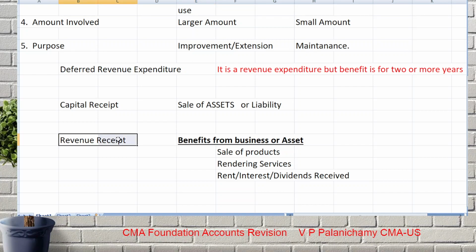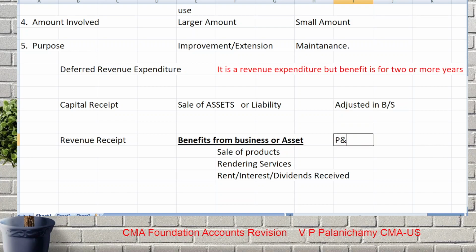For example, I cut and sell the trees, I told it is a capital receipt. But if I sell mangoes only, I enjoy the benefit only, that becomes what? Revenue receipt. If I sell the building, capital receipt. But if I give the building for rent, collect monthly rent, that is which one? I enjoy benefits only. If I enjoy the benefit from the business or asset, that is called as which one? Revenue receipt. Simple. Capital receipts are adjusted in balance sheet. Either asset or liability we will adjust.